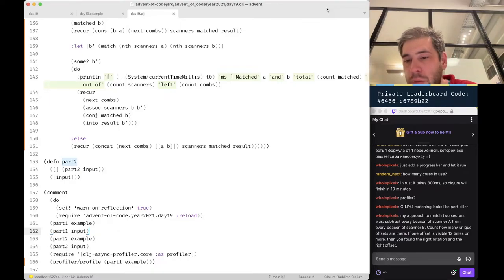I like your approach. Subtract every beacon scanner A from every beacon scanner B. Count how many unique offsets are there. So you also use rotation, right? If one offset is visible 12 times or more, you found the right rotation, it's the right offset.